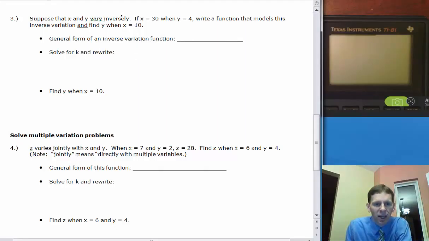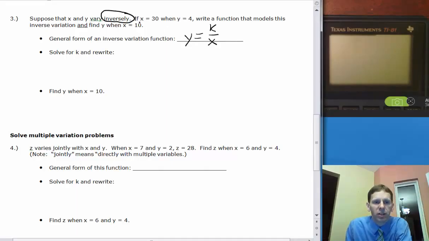If the problem says that x and y vary inversely, remember that we're always going to start off with our general form. y equals, if it's an inverse problem, k divided by x. If it says x and y vary directly, then you would write y equals k times x. So you're always going to start with this.